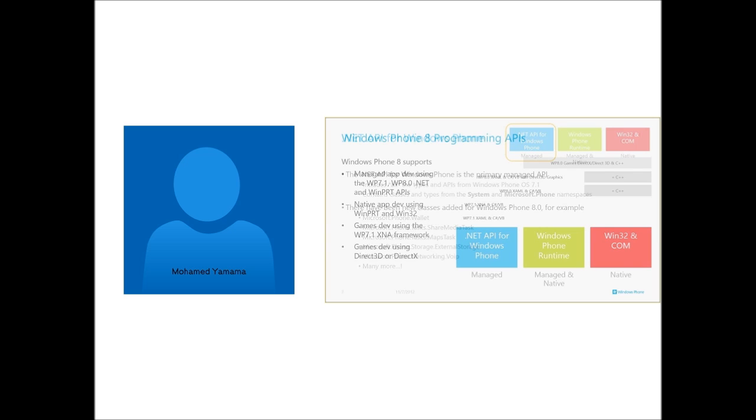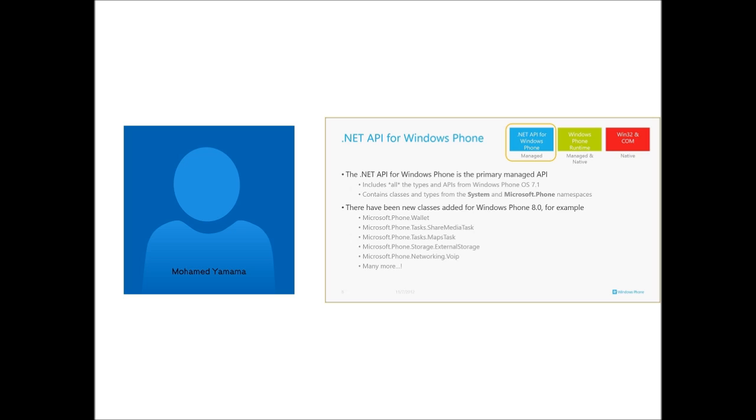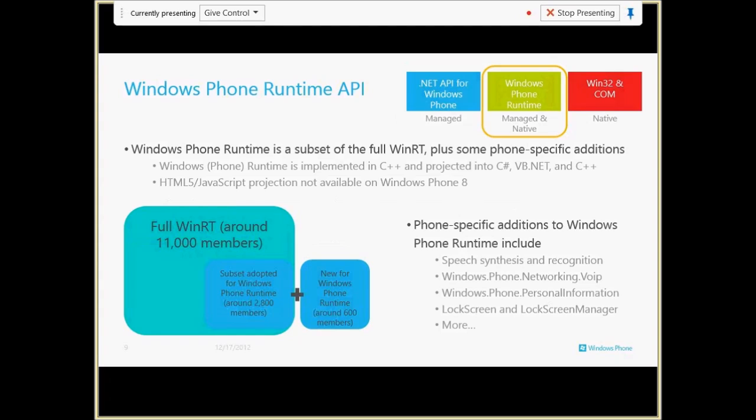So, as for the .NET API for Windows Phone, this is kind of the primary managed API. It includes all the types and APIs from Windows Phone 7.1 and contains the classes and types from the System and Microsoft.Phone namespaces. The good thing is that we have new classes added to Windows Phone 8, such as the wallet, voice over IP, external storage, maps task, and a lot of other classes as well. Moving on to the Windows Phone Runtime API.